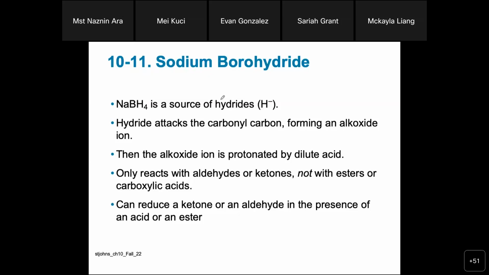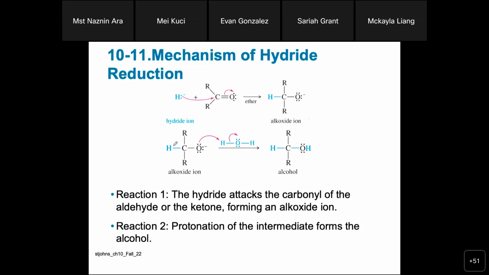NaBH4 is a source of hydride. Hydride attacks the carbonyl carbon, forming an alkoxide. Actually, if we see the example, that makes more sense. Let's see. Hydride ion, this one. When you have a ketone, you get an alkoxide ion, and then alcohol.